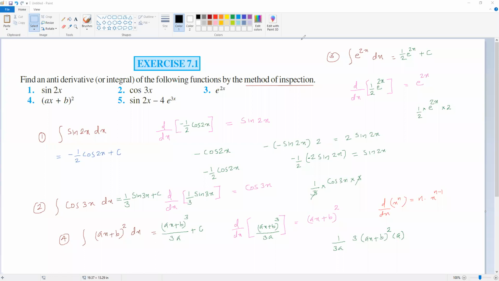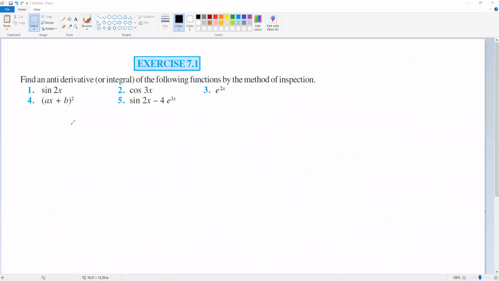Now, the fifth question. But this is not a good method because it is not that easy. These are simple functions, that is why we are able to find this. Otherwise, it is not that easy. But this is only as an introduction to understand the concept that derivative and integral are inverses of each other, reverse processes.